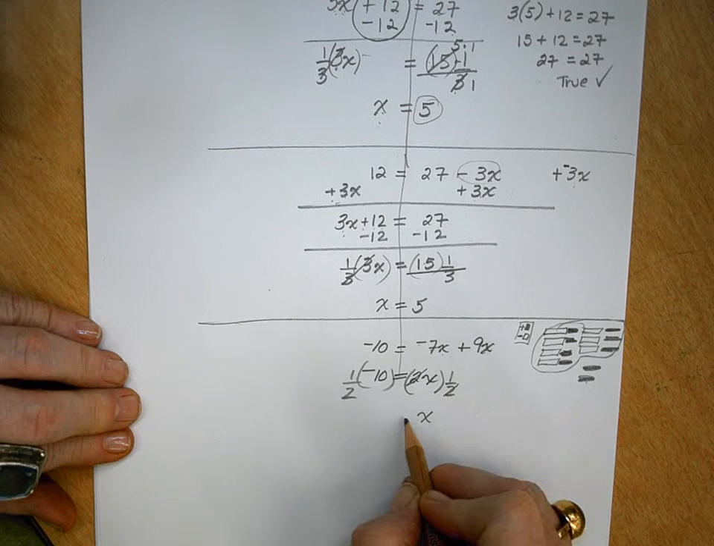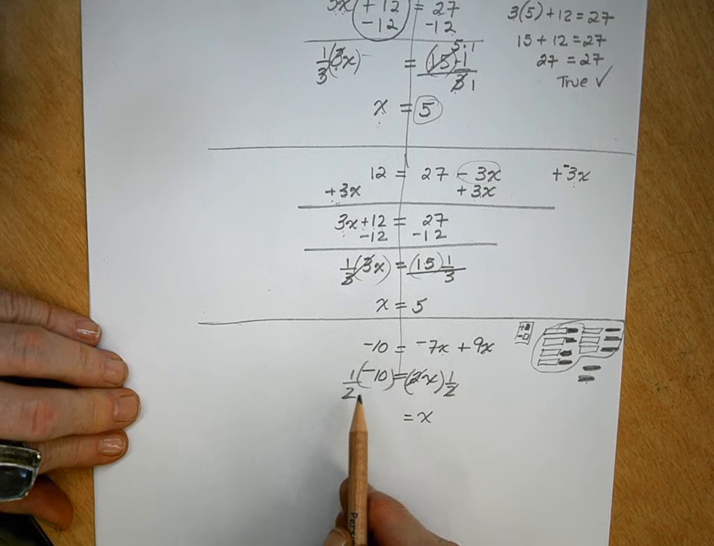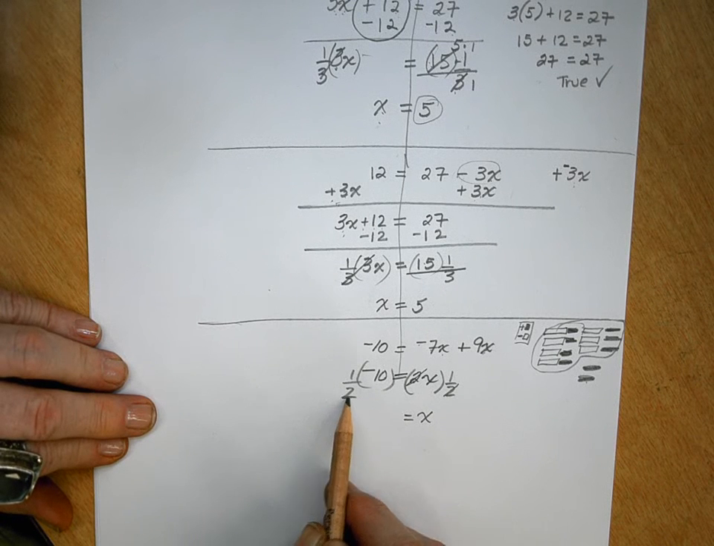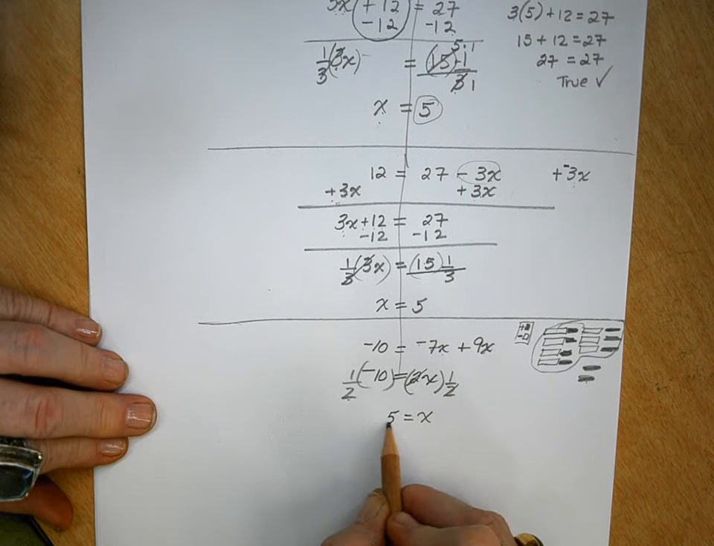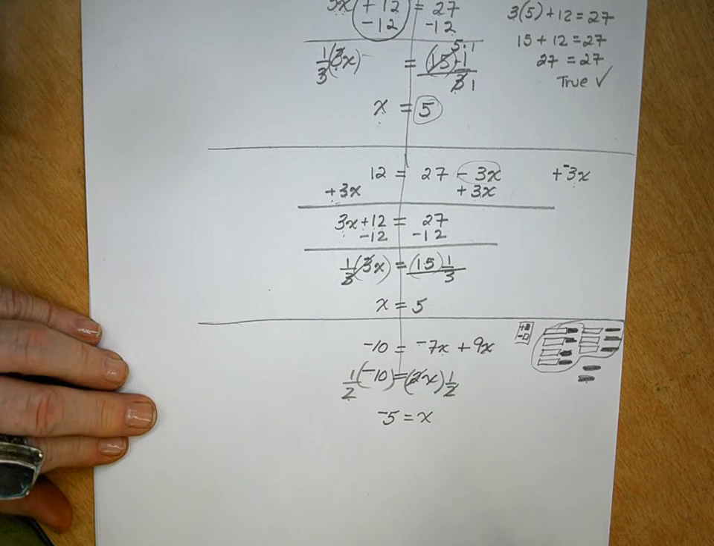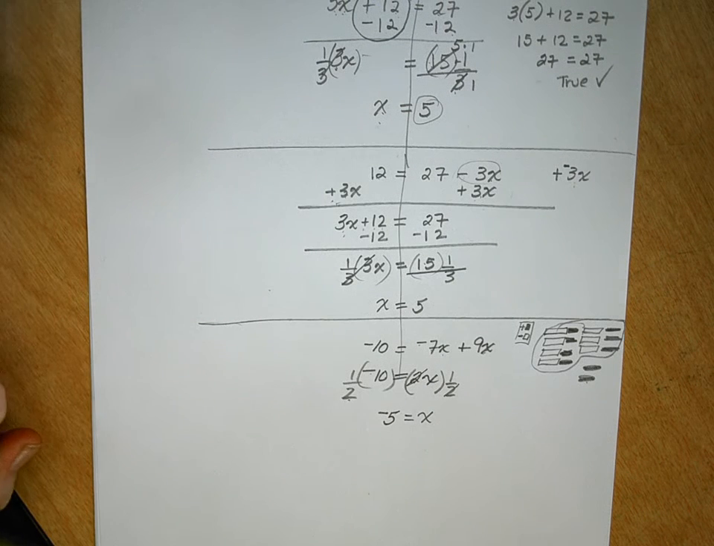That gives me 1x equals negative 10 divided by 2. 10 divided by 2 is 5, and there's one negative sign. It's an odd number of negatives, so negative in the answer.